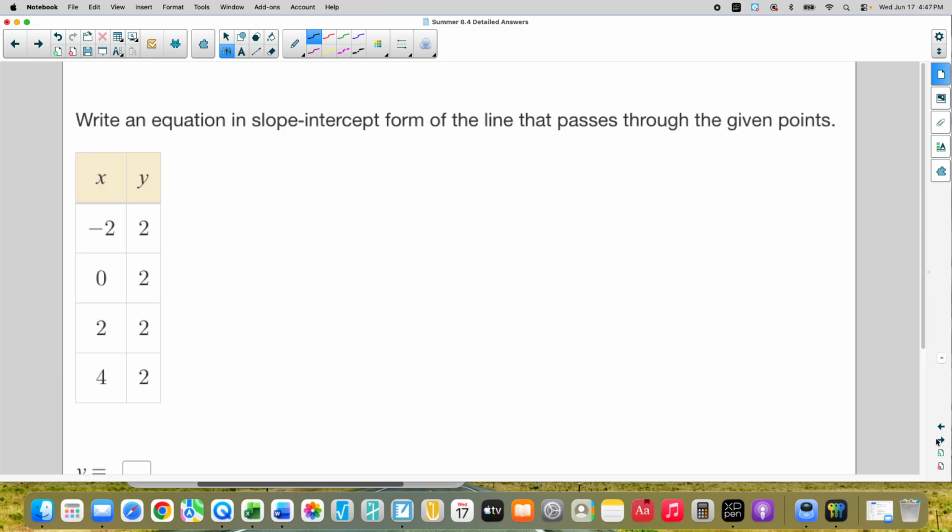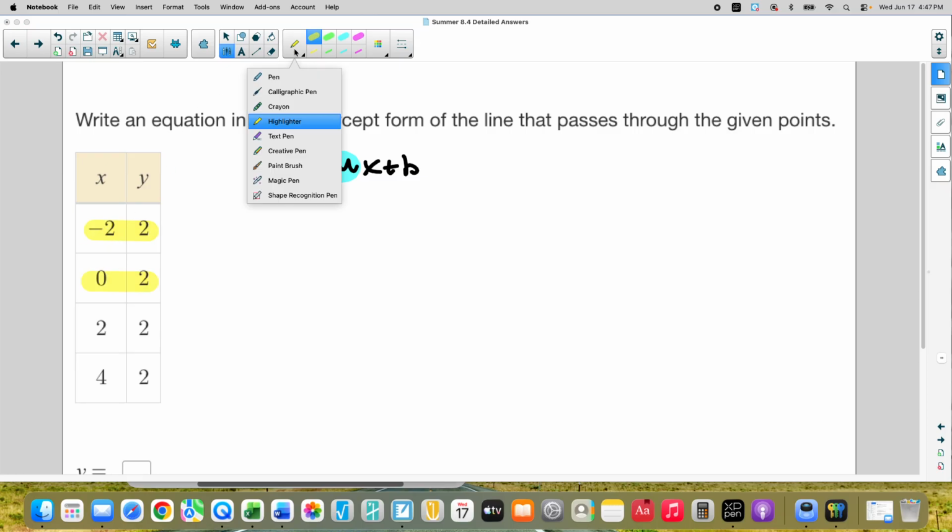Write an equation in slope-intercept form for the line that passes through the given points. Okay, so we still need those 2 things. We still need to fill in for m and b, where m represents my slope. How can I find slope when given 4 points? Well, you only need 2 points, so pick 2 points. Pick 2 points and see what the rate of change is. So how does it go? That's +2, right?